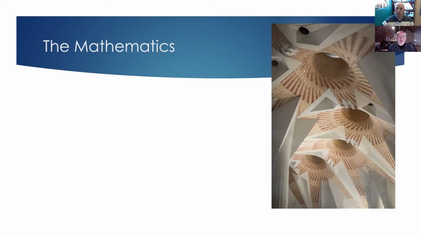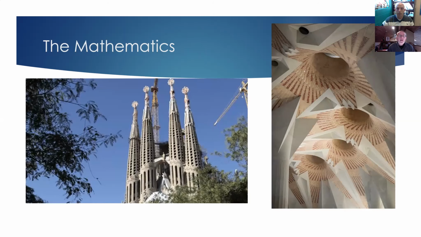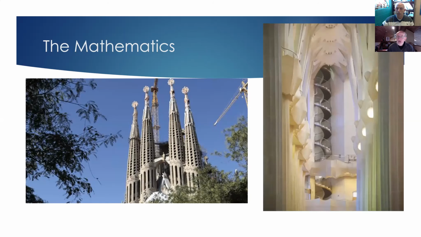Here's an interior shot. Those are all hyperboloids on the ceiling of the interior of the church. There are steeples, bell towers. They are all paraboloids. The stairways on the inside all look like this. So every place you look, there is some math involved in the problem.